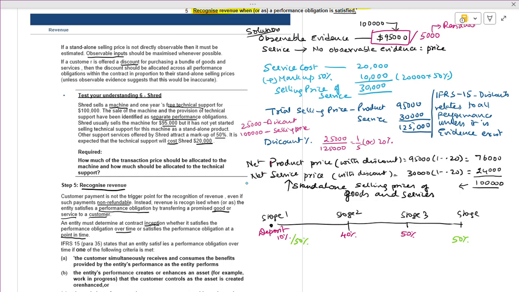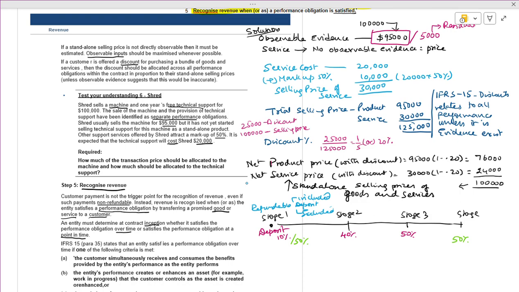They say that you have to pay refundable deposits. Sometimes it will be included, sometimes excluded with respect to the total amount. If the contract is completed, fine, you include the refundable deposit in the contract. If the contract is not completed, definitely you have to forgo those deposits. These are the nitty-gritty things with respect to a performance obligation.